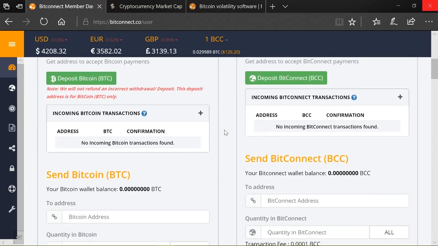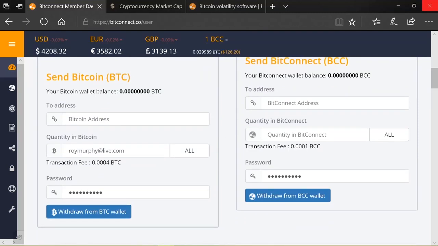And then scroll further down, you've got send Bitcoin and send Bitconnect. So this is for transferring Bitconnect to a different wallet, to either a hard copy on your own hard drive, and send Bitcoin, which can either be a desktop wallet, which is on your computer, or on your smartphone, or you can send it to your web wallet on an exchange. And this is where I keep my offline Bitcoins.